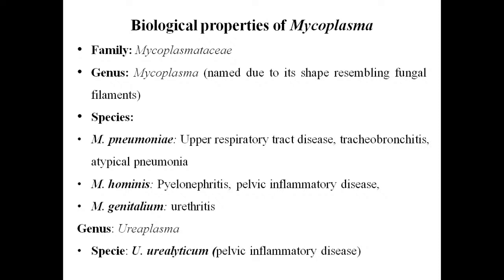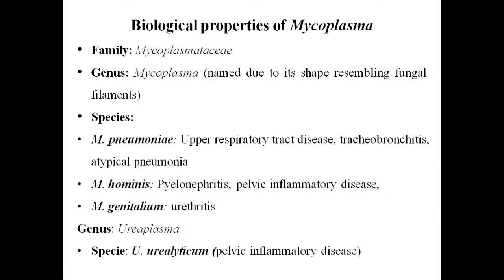Another pathogen that resembles chlamydia a little bit is mycoplasma. It belongs to family Mycoplasmataceae, genus Mycoplasma. It was named due to its shape resembling fungal filaments. Myco means fungus in the Greek language. And there are some species.